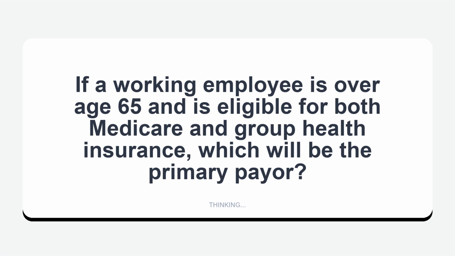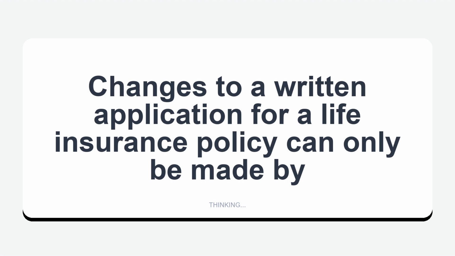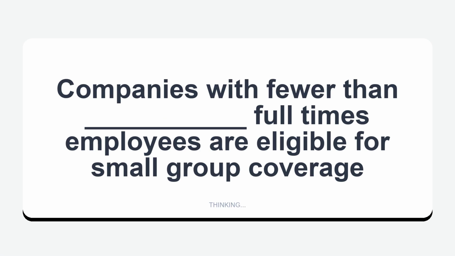If a working employee is over age 65 and is eligible for both Medicare and group health insurance, which will be the primary payer? The group policy. Changes to a written application for a life insurance policy can only be made by the applicant. Companies with fewer than 50 full-time employees are eligible for small group coverage.